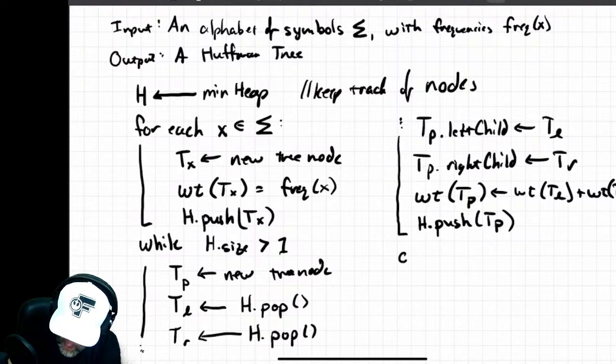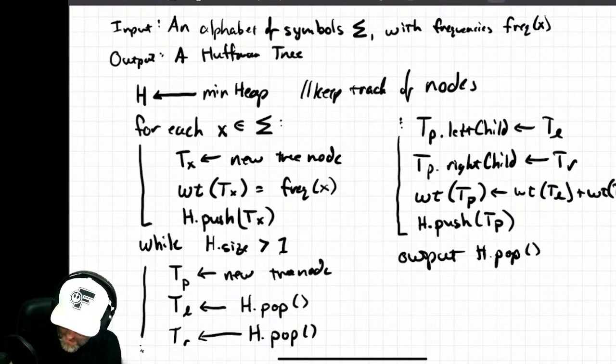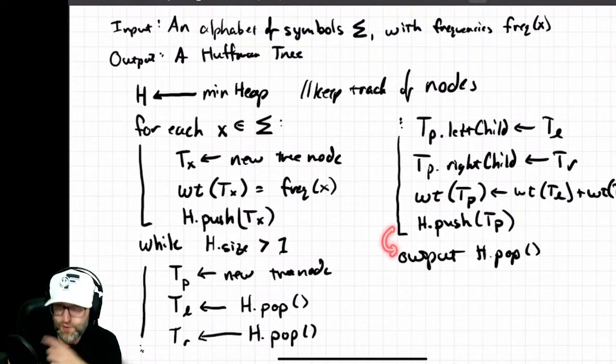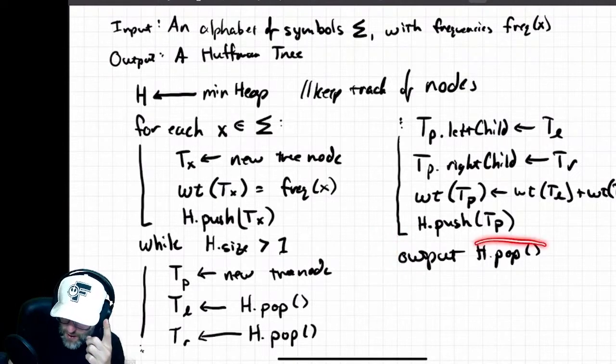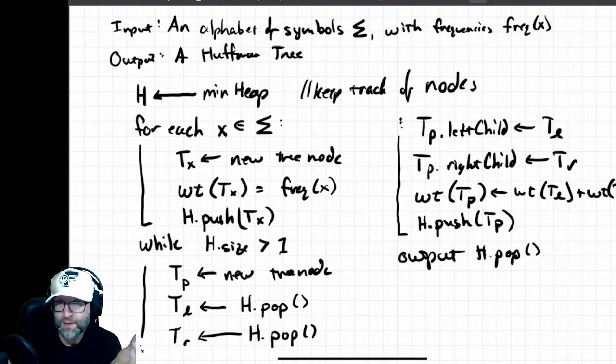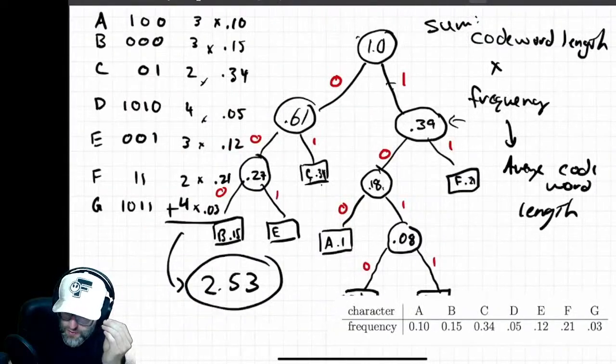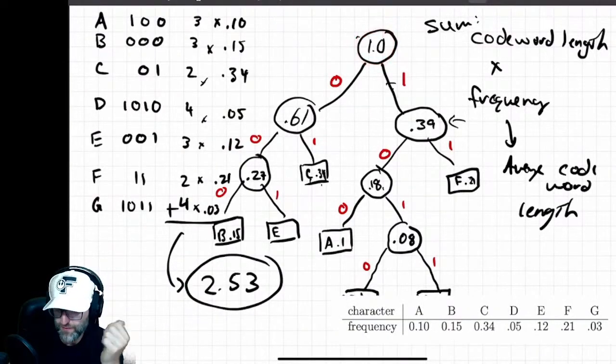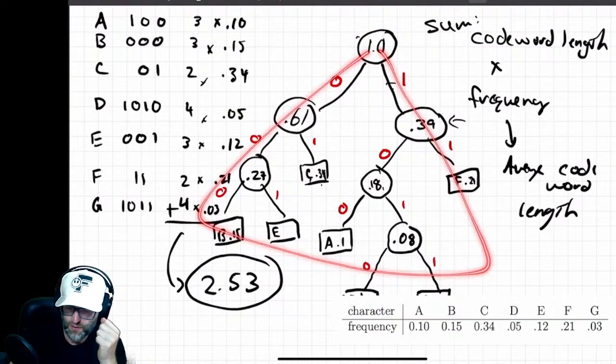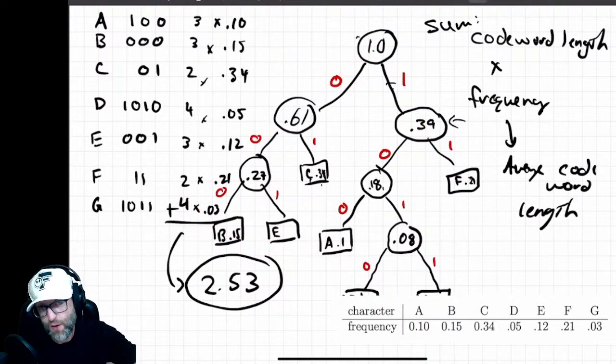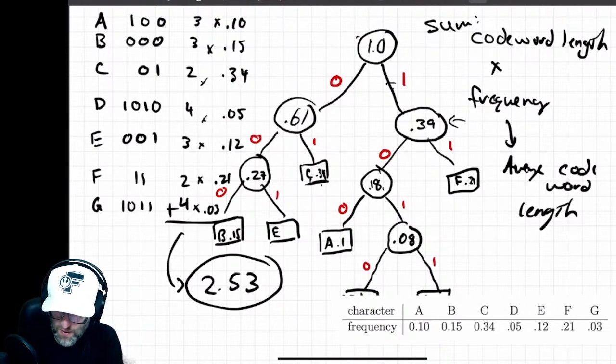When I'm done, I output h.pop. Right? Note here that I went with strictly greater than 1. So when I break out of this, there's one tree left in the heap, and I simply pop it out, and that's my Huffman tree. The tree with a weight of 1, right? And this entire structure. Then I can hand that off to another algorithm to actually walk around the tree and produce the code word for each one of those symbols.